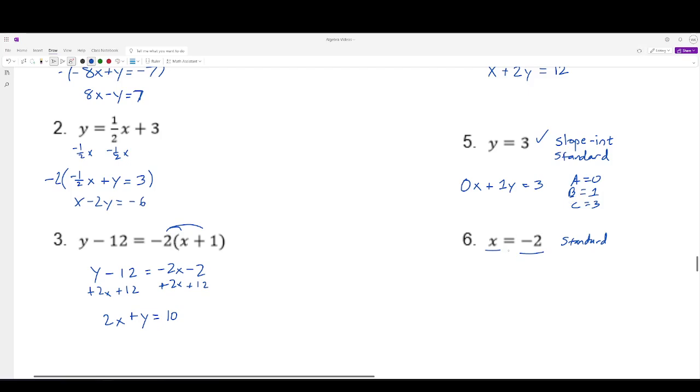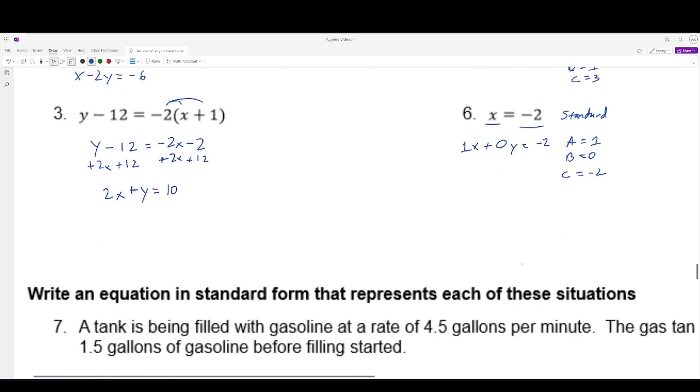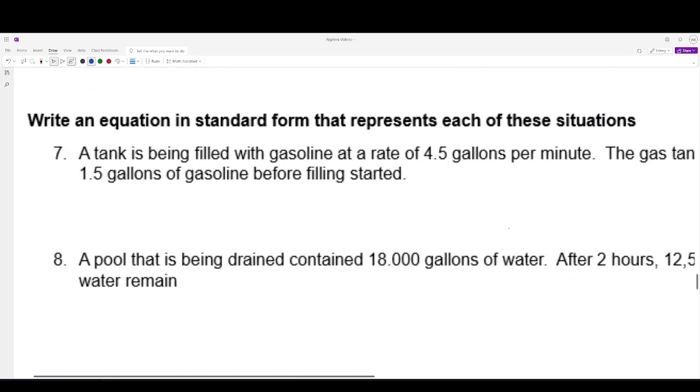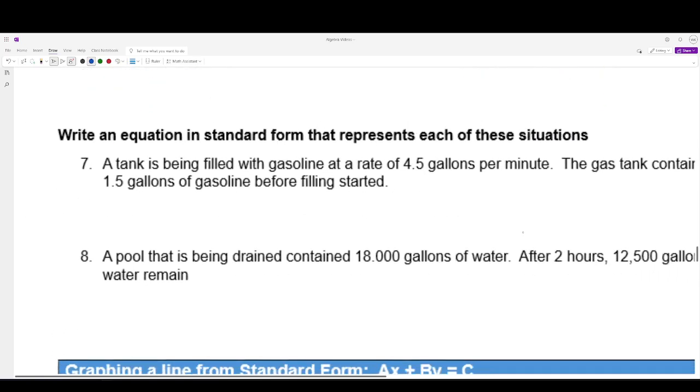All right, the same thing for the x equals. You could think of this as 1x plus 0y is equal to negative 2. So in this one, a is equal to 1, b is equal to 0, and c is equal to negative 2. So yeah, right. Write an equation that represents these. It looks like we're a little too zoomed.